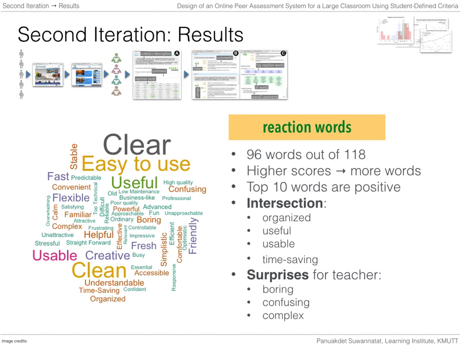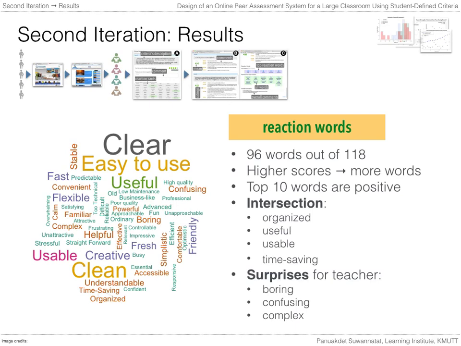Reaction words also give the teacher an idea of the difference in opinion between the teacher and the student. For example, works that are rated highly by the teacher are described with words such as boring, confusing, and complex by the peers. And that interesting result is a good formative feedback to the teacher to adjust their teaching style and maybe focus on some topics. What do we mean by complex system? What do we mean by a complicated user interface, for example?